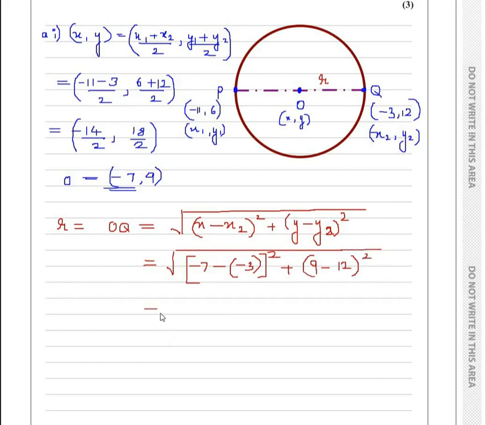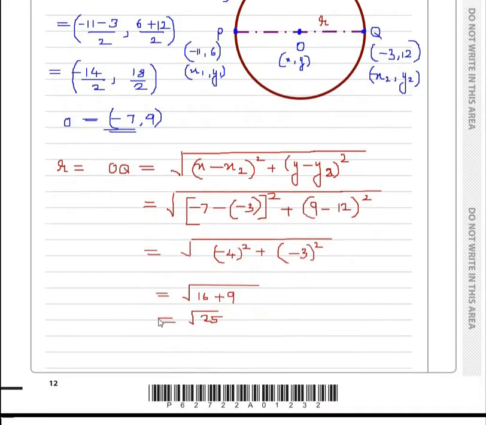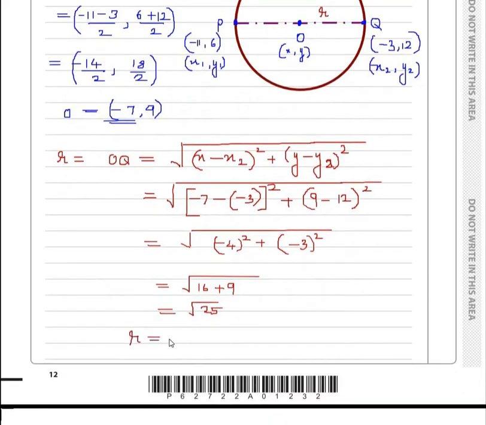So let us just simplify it a little bit. So we get it as -7 and negative of negative is positive. So negative 7 and positive 3 gives you negative 4 the whole square plus 9 minus 12 is minus 3 the whole square. So it becomes square root of negative 4 square is 16 and negative 3 square is 9. So you have square root of 25. The square root of 25 is 5. So we got the radius as 5.